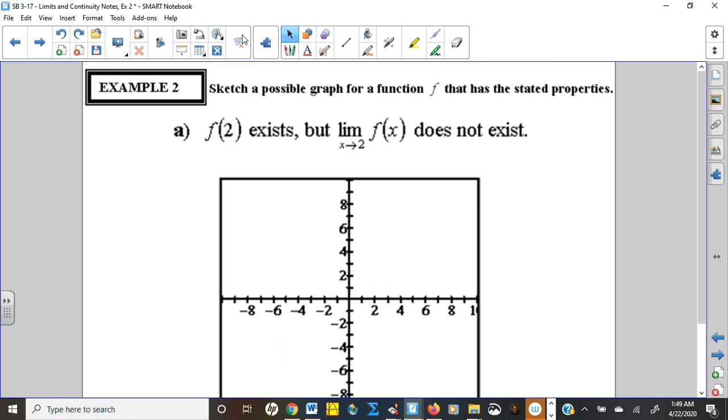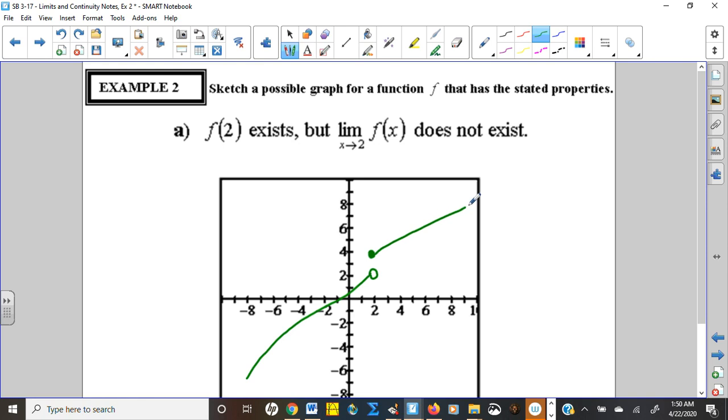I have to start all over. So here we go. I come up to this point with a line-ish stop, right? Then I have to jump. I know it has to be a jump discontinuity, and it has to be defined somewhere at 2, so it might as well be there, right? So there's my graph, just nice and easy.